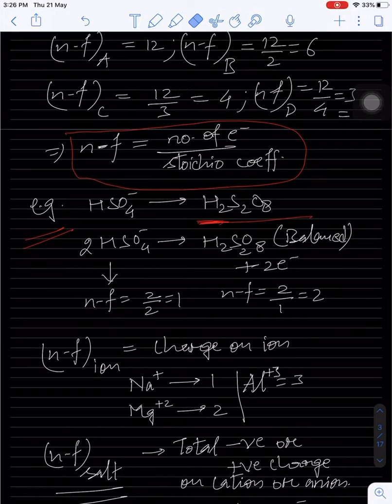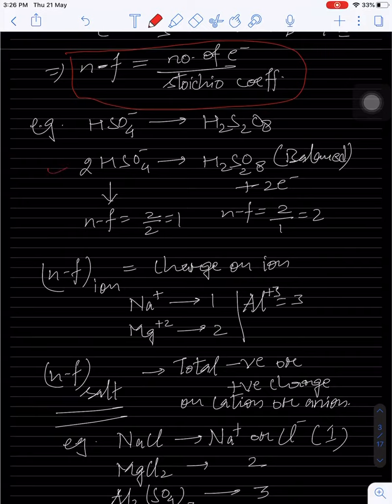So if this is balanced, check it out: 2 moles of HSO4 negative is producing H2S2O8. Here there is 2 negative charge, so to balance the charge we have to put 2 electrons. Very simple.